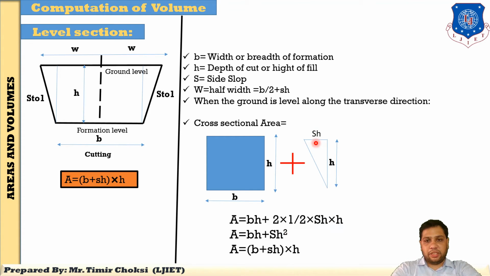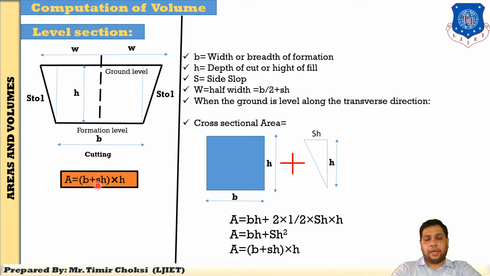So what is the base? The width is SH, because here the height is H and the horizontal distance is S, as the slope is given as S to 1, so its width is SH. So here you consider SH into H. Now simplify the area equation. Our answer is A equals BH plus SH square. Writing this in another form, taking H common, we get B plus SH into H. So remember this equation: A equals B plus SH into H.